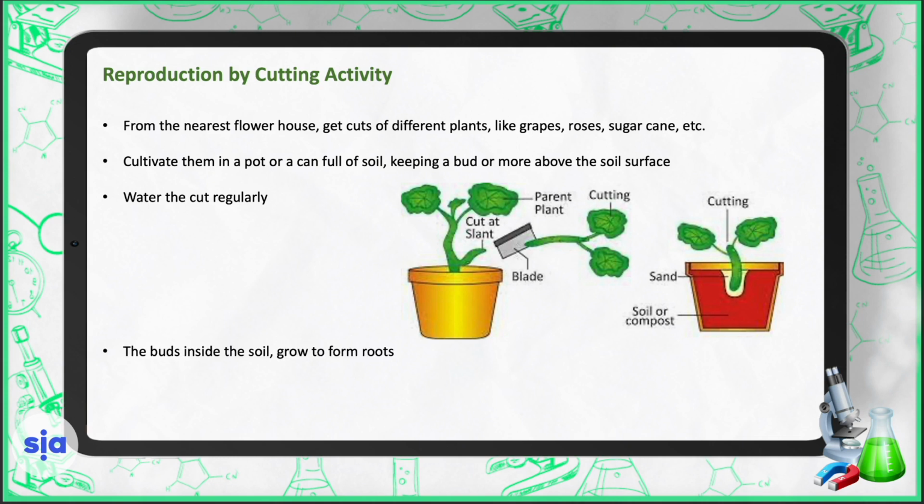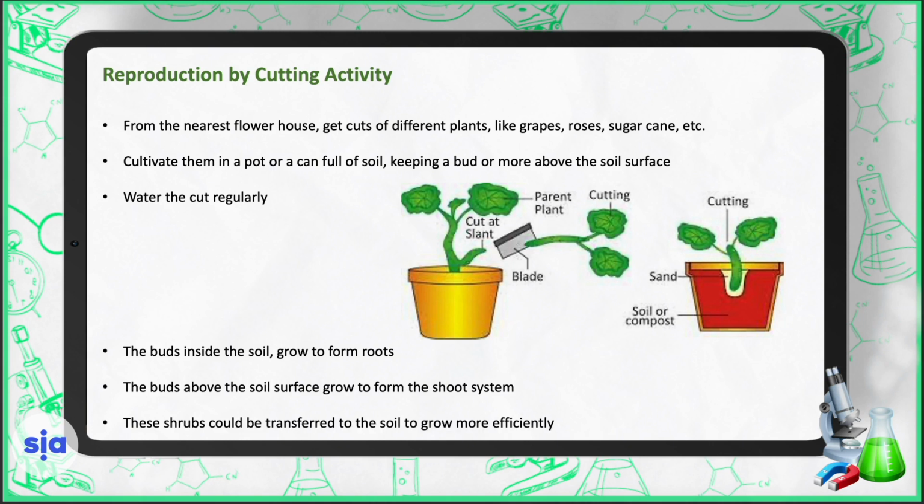The buds inside the soil grow to form roots, and the buds above the soil surface grow to form the shoot system. These shrubs could be transferred to the soil to grow more efficiently.